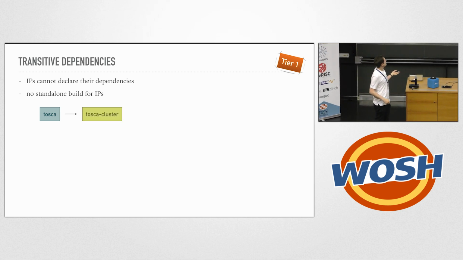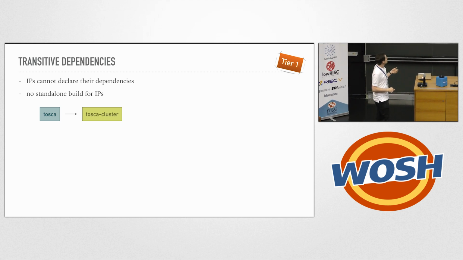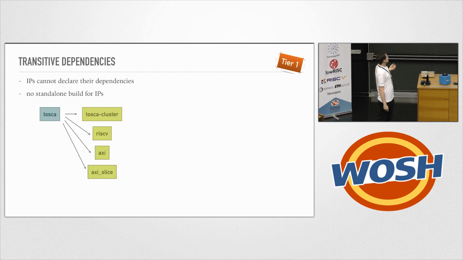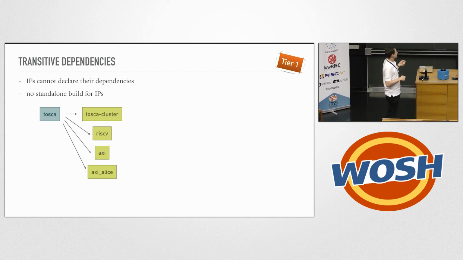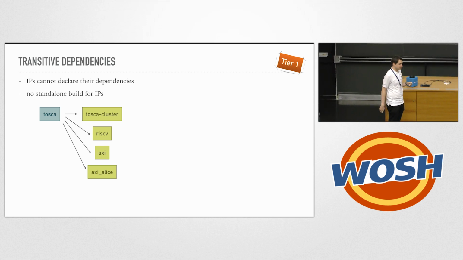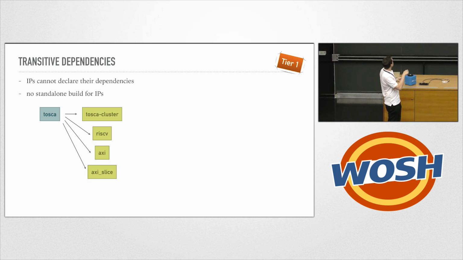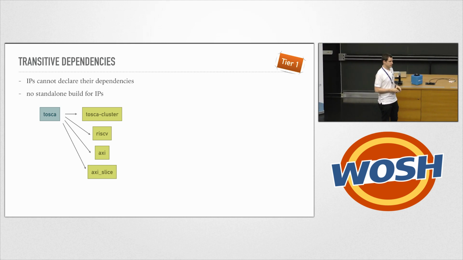So basically, let's say you're building a chip project. For the way it was before, you had a chip, which was called Tosca here, for example. And then this thing pulled in a lot of dependencies: clustered RISC-V core, some AXI stuff, some AXI slicing, etc. So in here, when you built the chip, you had to know all the dependencies, which this graph could grow quickly as the chips evolved.